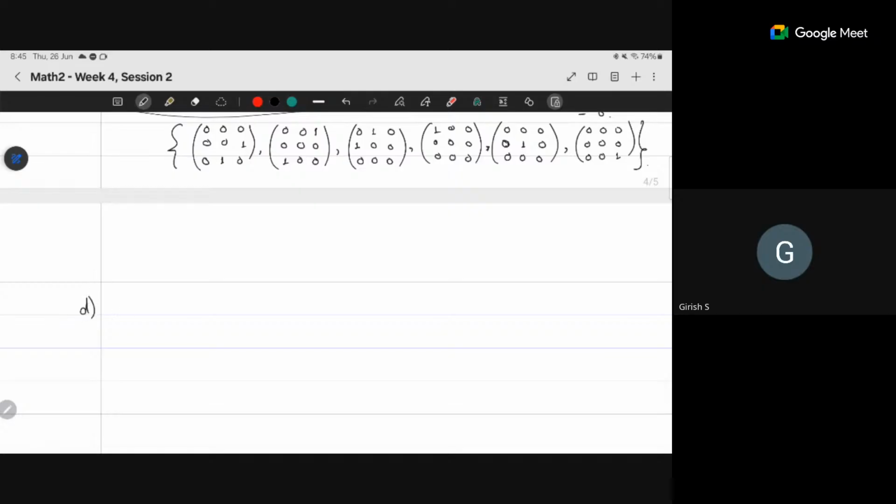And then let's take maybe 2 more. We'll quickly do this. Scalar matrices in, let's say, M3 cross 3. This is V. So what is the dimension of V?